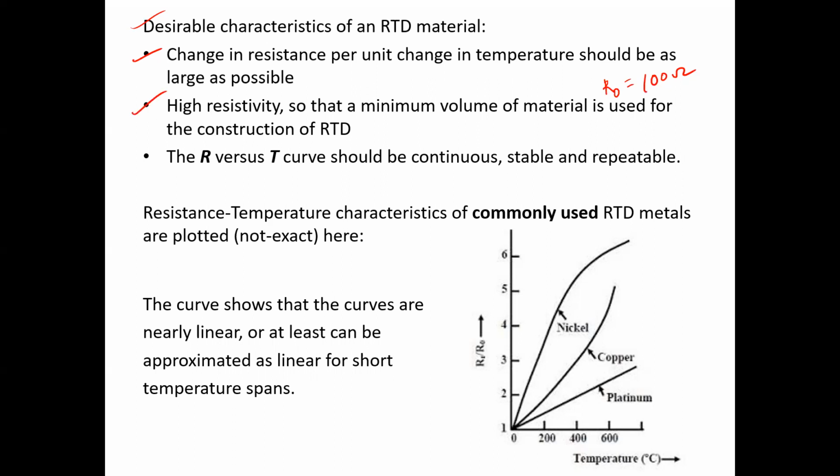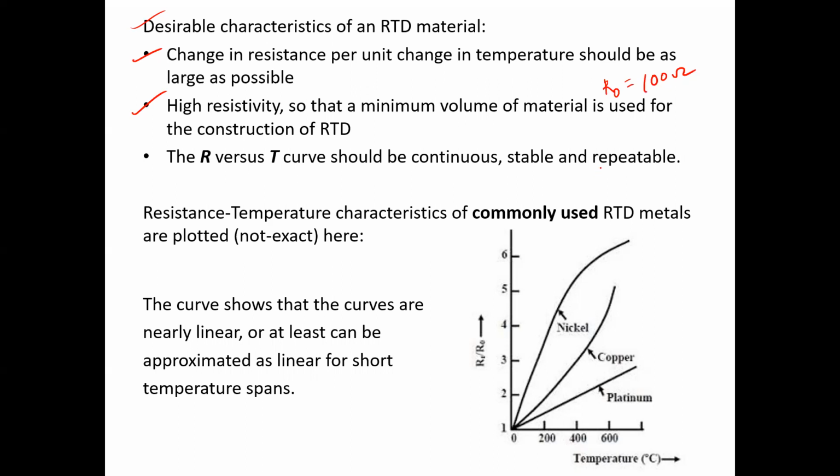The R versus T graph, or the relationship between R and T, should be continuous, stable, and repeatable. So there should be a continuous and a stable relationship. So if the relationship is abrupt, or there is oscillation in the relationship between the two quantities, then a straightforward relationship between the two quantities cannot be established.